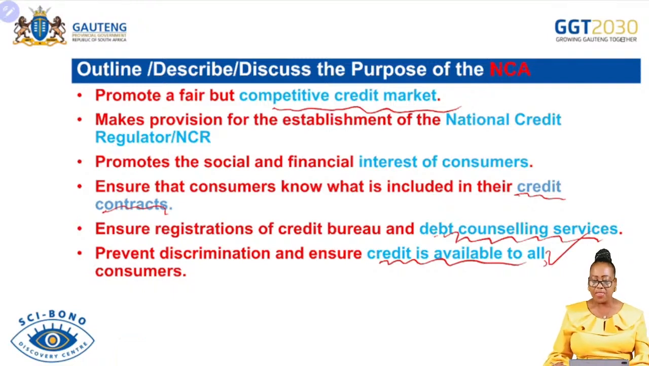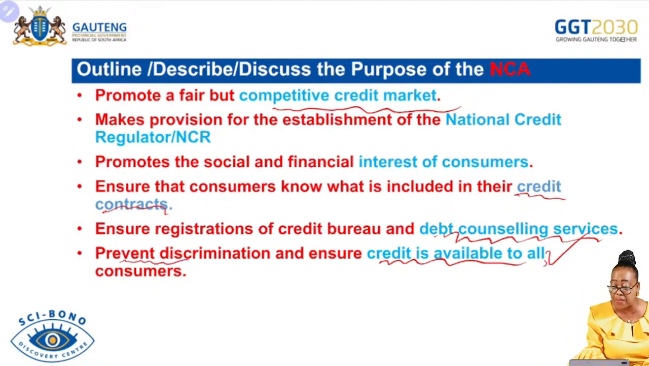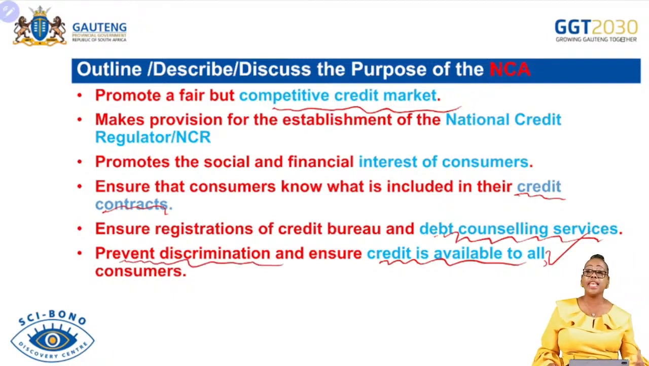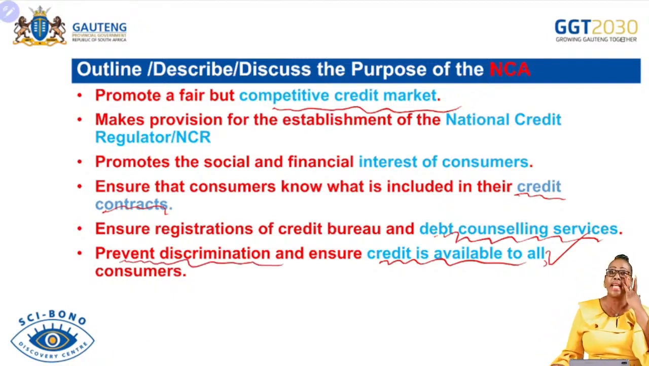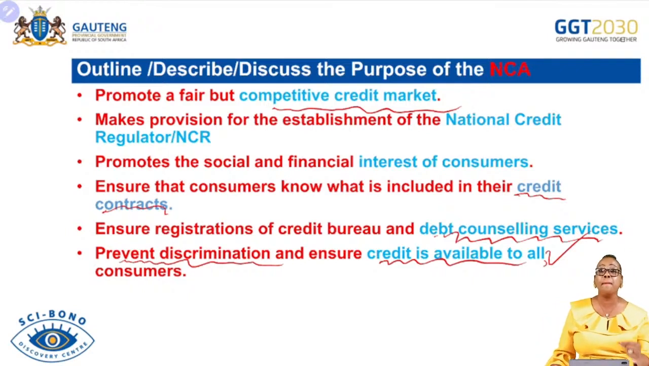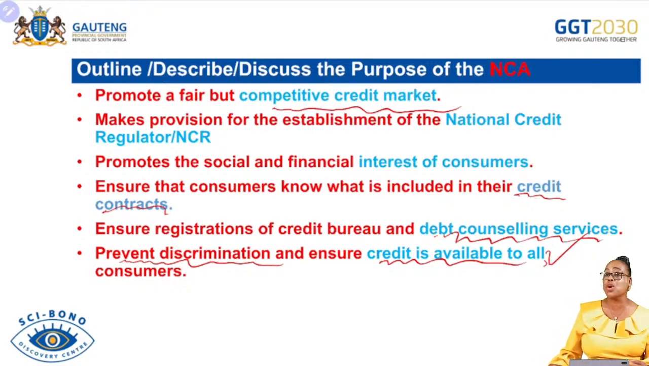So as you can see, that remembering credit is available to all must also be partnered with another keyword, which is it prevents discrimination. Now, grade 12s, it's very important that I emphasize the importance of looking at the action verb used, so that once the action verb is used, it's going to inform you how long you should respond.